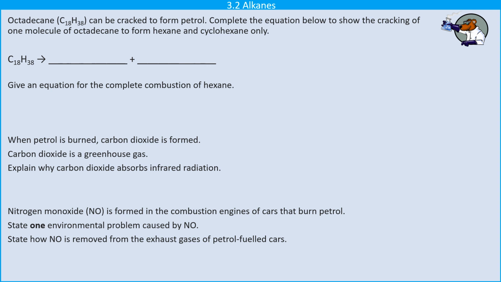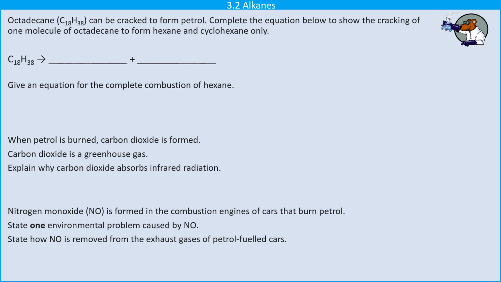Octadecane can be cracked to form petrol. Complete the equation to show the cracking of one molecule of octadecane to form hexane and cyclohexane only. So this question is testing two things. Firstly, do you know the formulae for hexane and cyclohexane? And secondly, can you see how they could fit together to make this larger molecule?